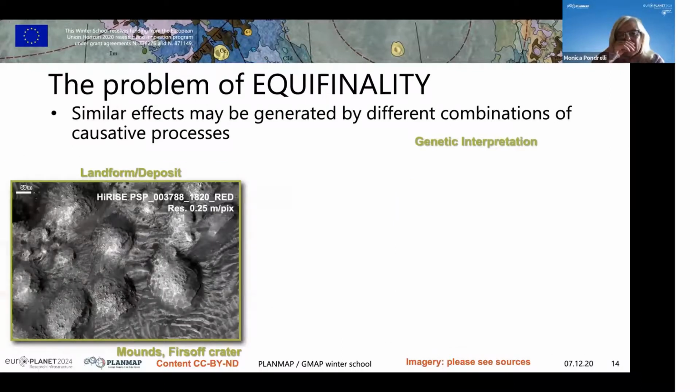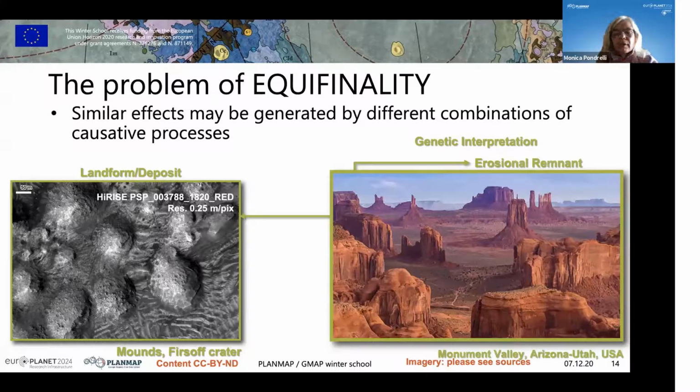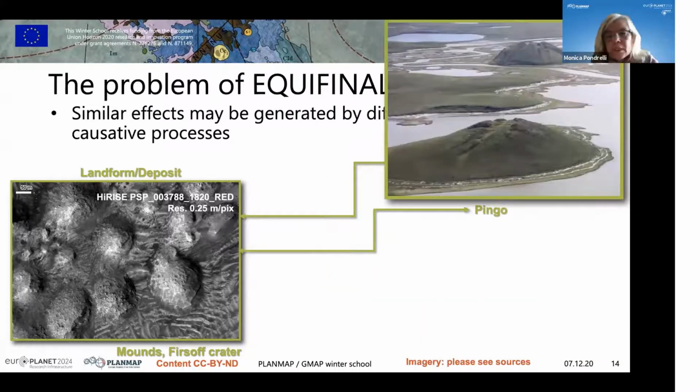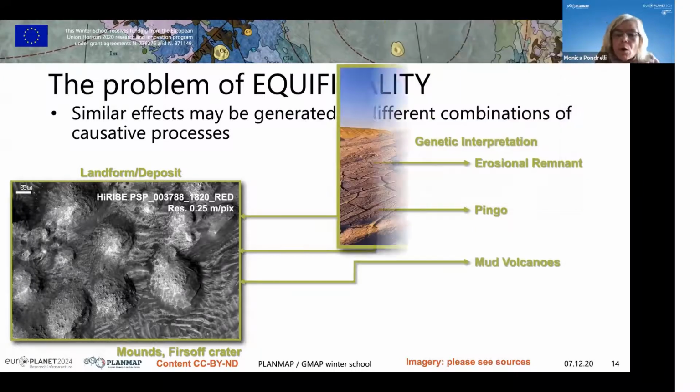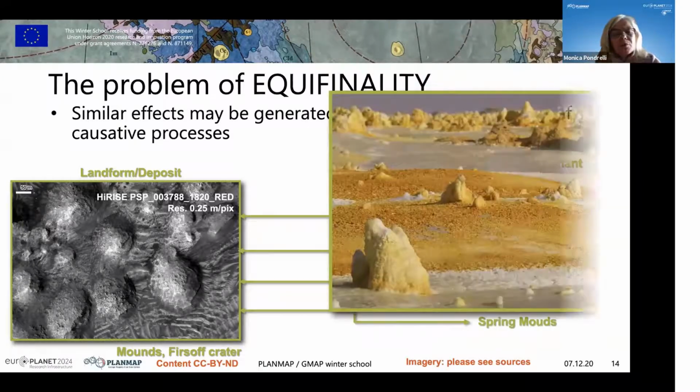So this is a problem in the analogy, which has a consequence in this other aspect, that is the problem of equifinality, because similar effects may be generated by different combinations of causative processes. Example, we have these mounds, again, the same mounds on Mars. Their genetic interpretation might be related to erosional remnants. So they might not even be a depositional feature, just the simple result of differential erosion. Or they might have been formed as pingos, so in glacial settings, or as mud volcanoes, or as spring mounds.